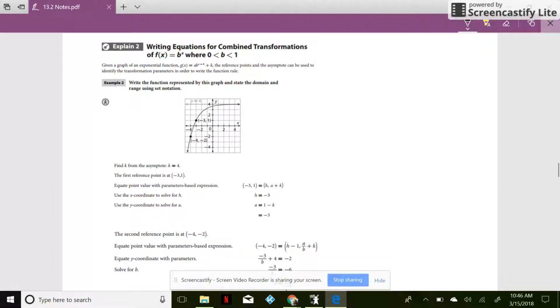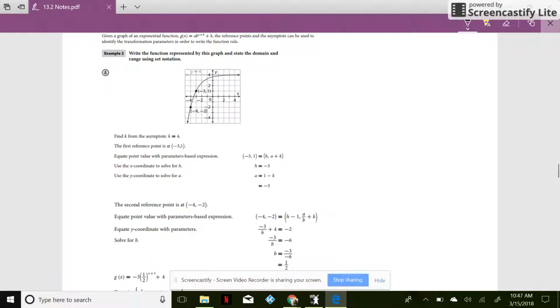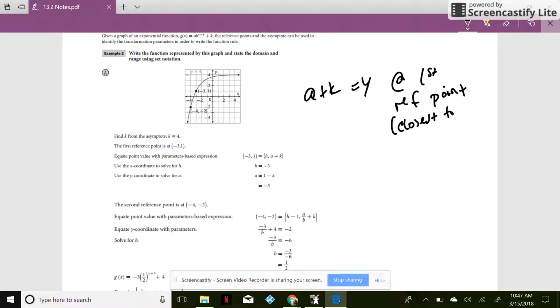Okay, so writing the equation, this is going to be a little more challenging than the last time. So we still look for the asymptote. That's still telling us what our k value is. We still look at the point closest to the asymptote to find our h value where we shifted. Then to find your a value, a plus k is the y value at the first reference point. So that's the one that's closest to the asymptote.